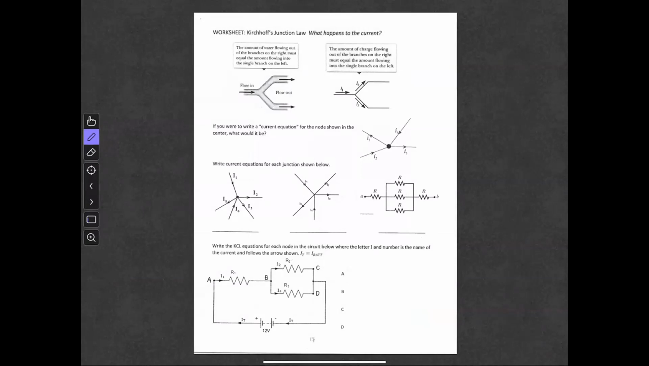Kirchhoff's junction law, much easier. Well, not easier. I just think more straightforward. It's not hard to add up voltages, but this one conceptually makes a little more sense.